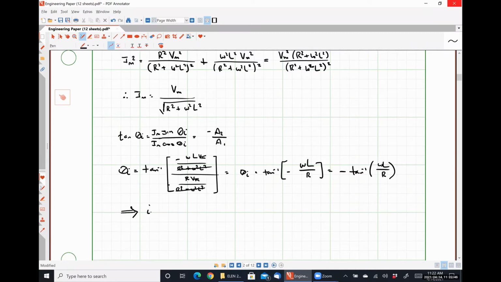we get IL as a function of time is VM divided by the square root of R squared plus omega squared L squared times the cosine of omega t minus the inverse tangent of omega L over R. So I now have a means by which to express my currents, IL of t, in the exact same form that I was able to express my excitation function, which was my voltage V of t.